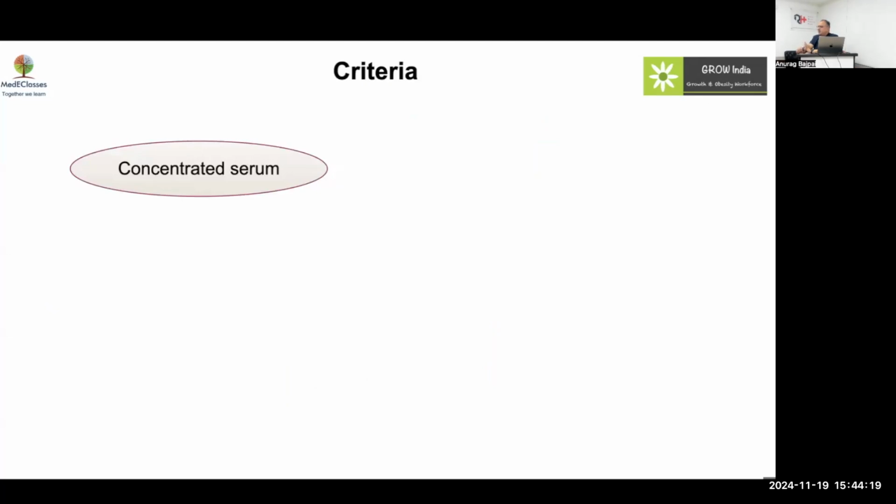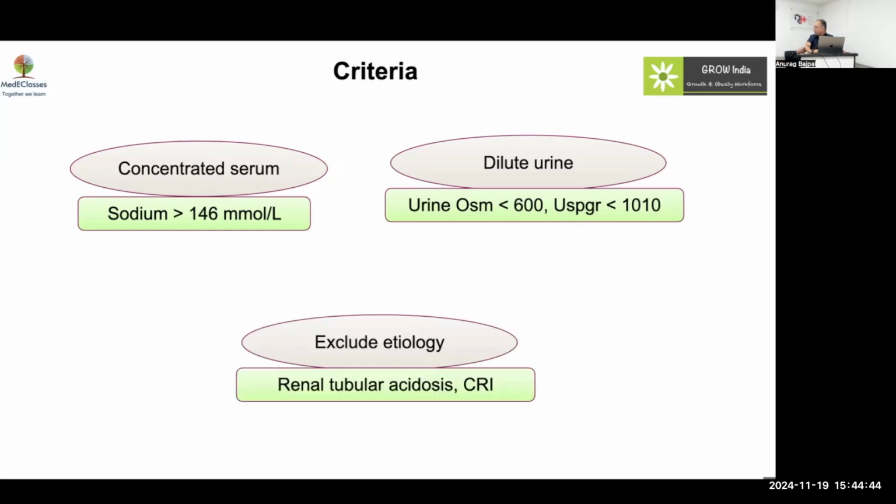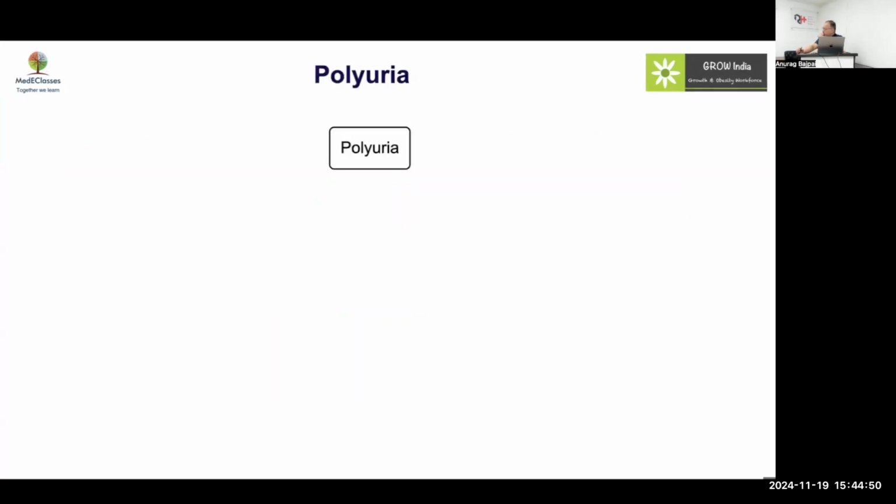Very simple, diabetes insipidus is concentrated blood with dilute urine. So you need to have concentrated serum, which you can identify with sodium more than 146, and dilute urine, which means urine osmolarity less than 600. Now there's debate, 600, 800, but if you want to have true DI, it is less than 300. I think there's no confusion there. And specific gravity less than 1010. You have to exclude, of course, renal failure and renal tubular acidosis as possible differentials in that regard.